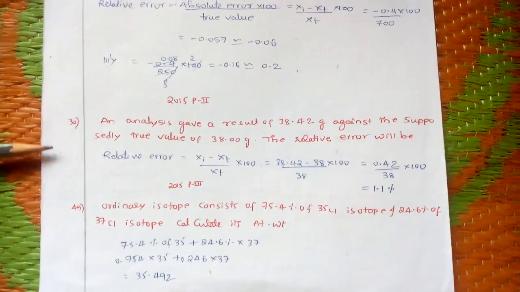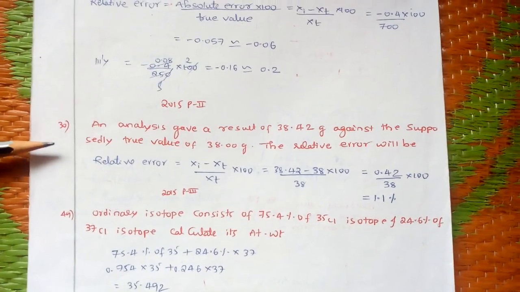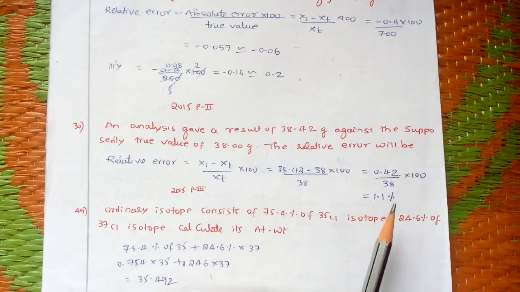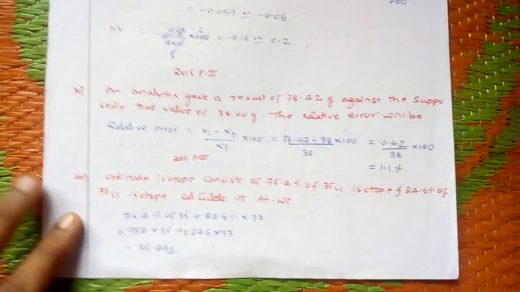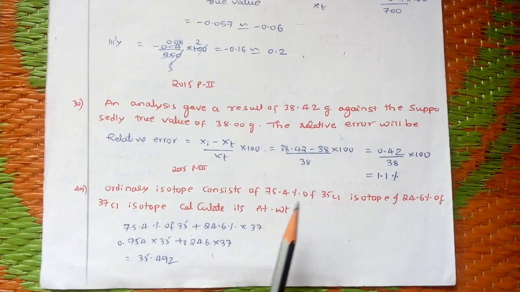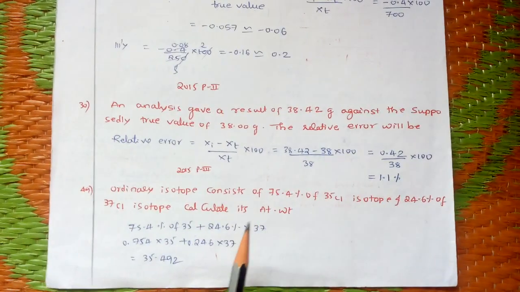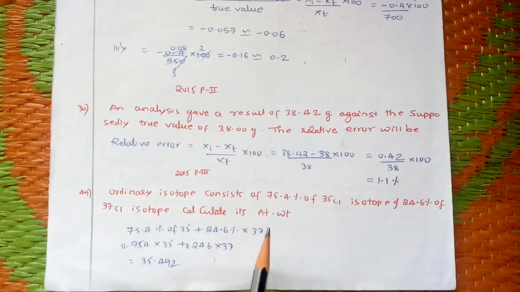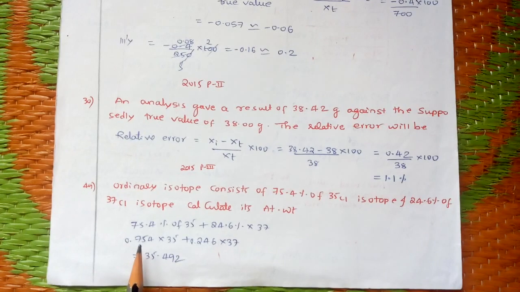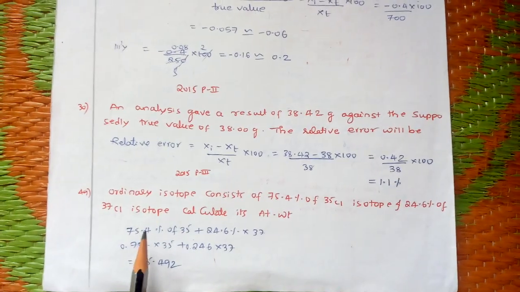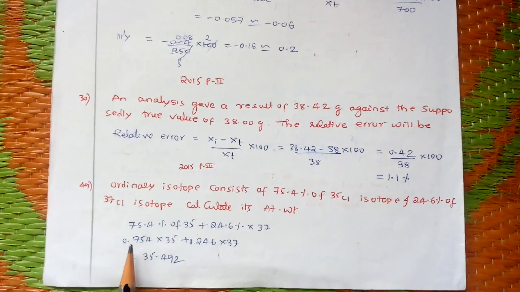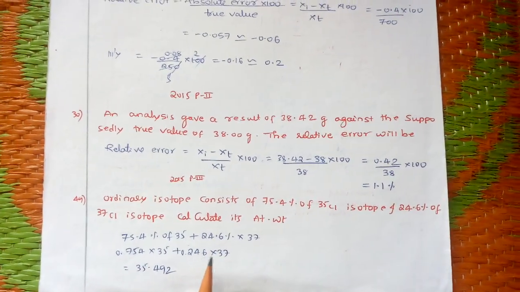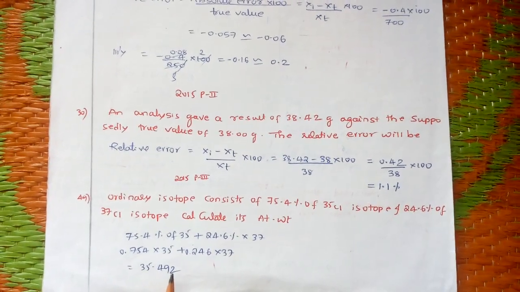These two questions I have missed. Here analysis gave a result of 38.42 against a supposedly true value of 38 gram. The relative error they asked, you will get 1.1 percent. Here for chlorine isotopes, the percentages are given and they calculate the atomic weight. Average: 75.4 percent of 35 plus 24.6 percent of 37. You have to divide by 100. You will get 0.754 into 35, and again 24.6 means 0.246 into 37, and you will get 35.492.